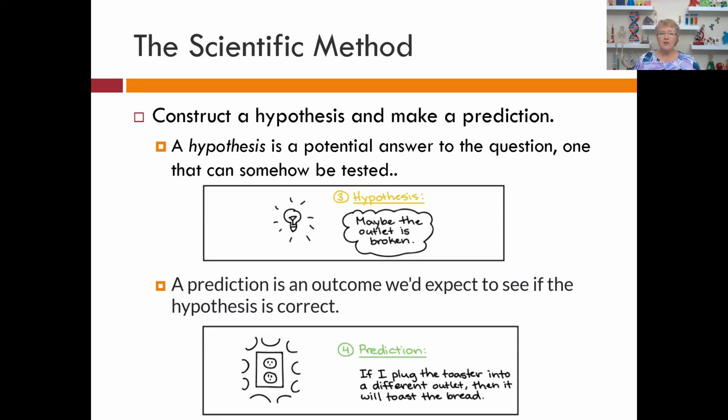Now, what gets confusing here is the whole thing is called the hypothesis, and this part is also called the hypothesis. The hypothesis being maybe the outlet is broken. We also call it a hypothesis when it's together with the prediction, if-then. I know it can be a little bit confusing. Hopefully we'll go over it enough times. For our case, when you think the word hypothesis, think if-then. That'll really help you. And not all hypotheses have to be written in if-then format.